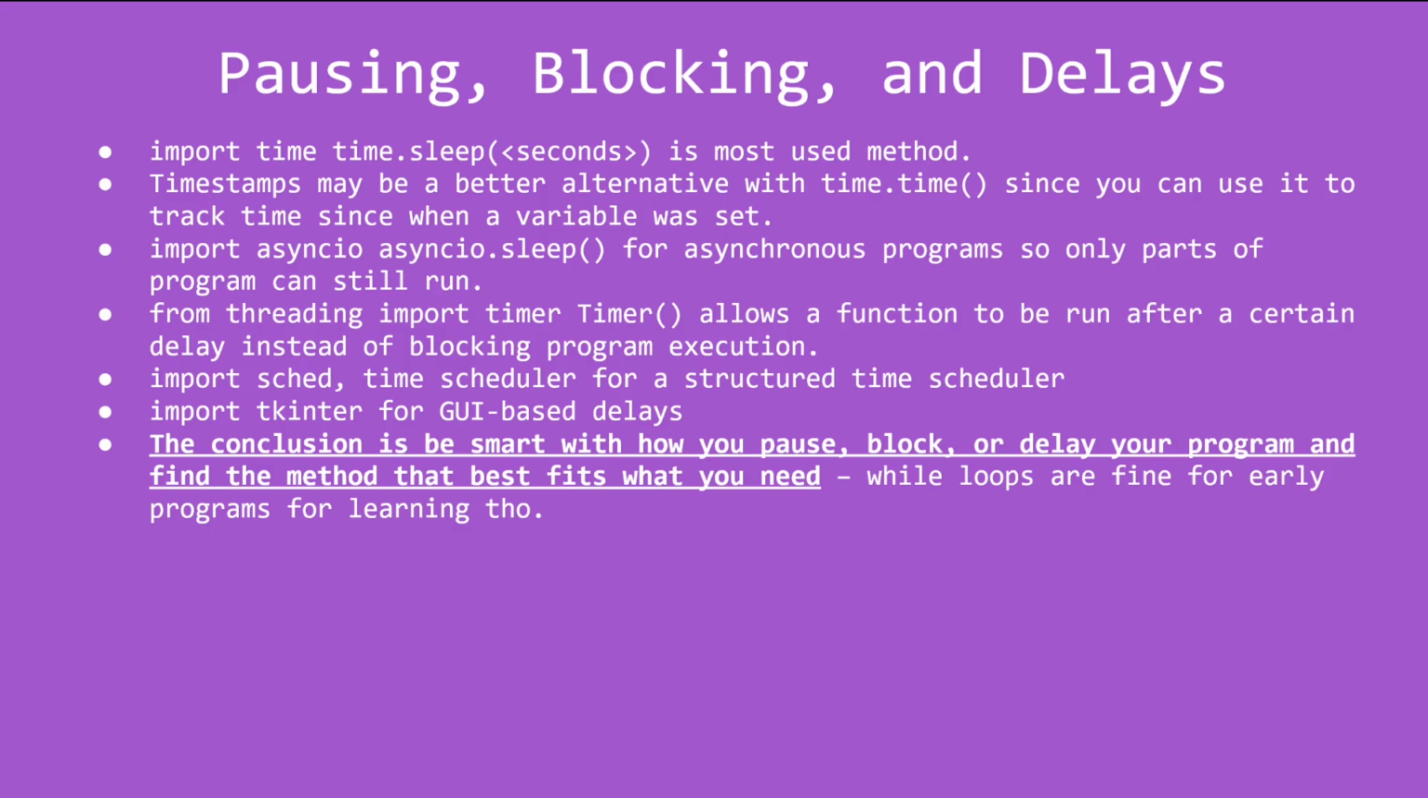There's something for an asynchronous program. So maybe your program is actually doing multiple things at the same time. You don't want the entire thing to stop or to delay. You just want part of it. And then you can get into threading. It's a little bit more of an advanced feature for another video, but you can basically use a timer in that case, and you can just say a function is supposed to run after a certain delay instead of blocking the actual rest of the program execution. There's time schedulers for something even more scheduled, again, advanced videos.